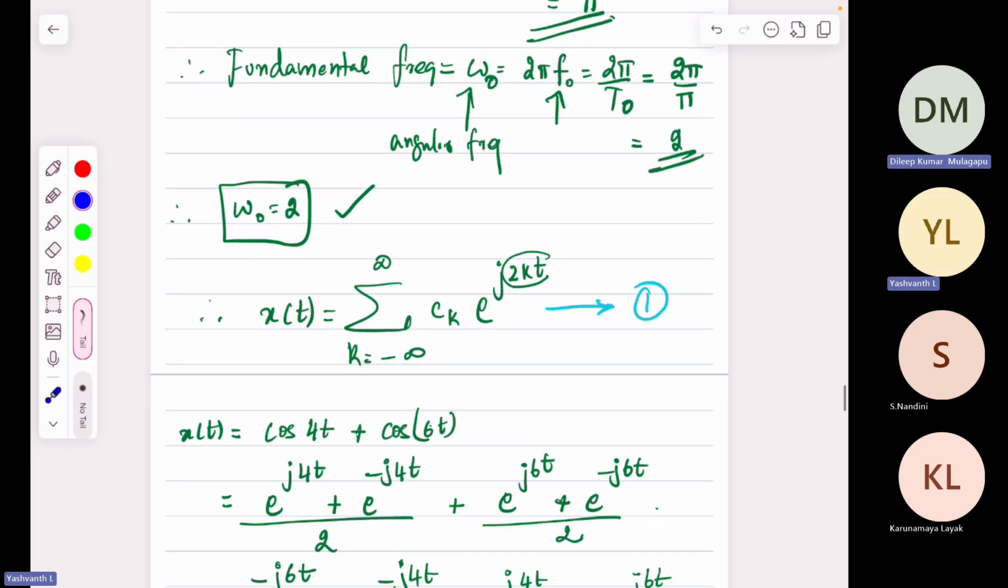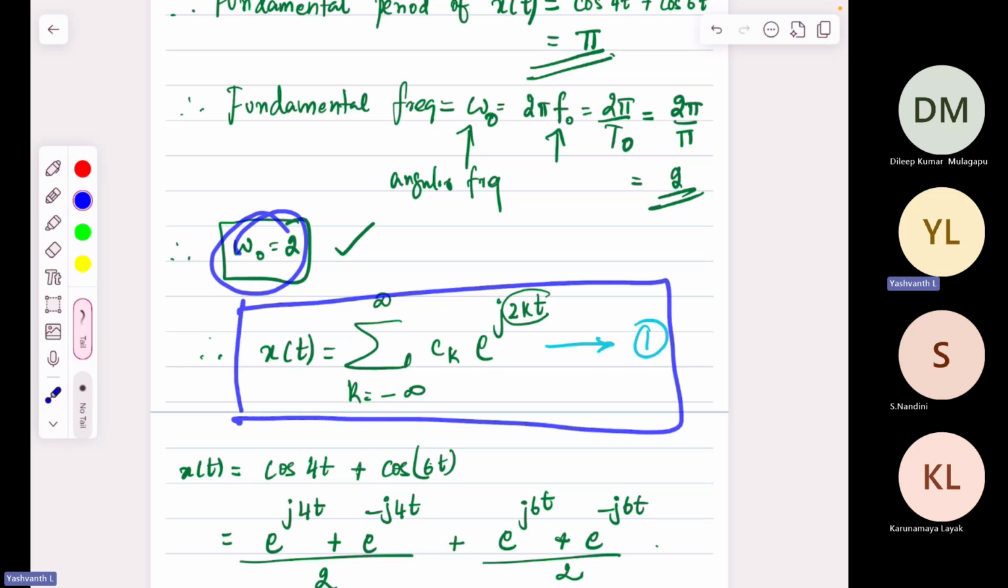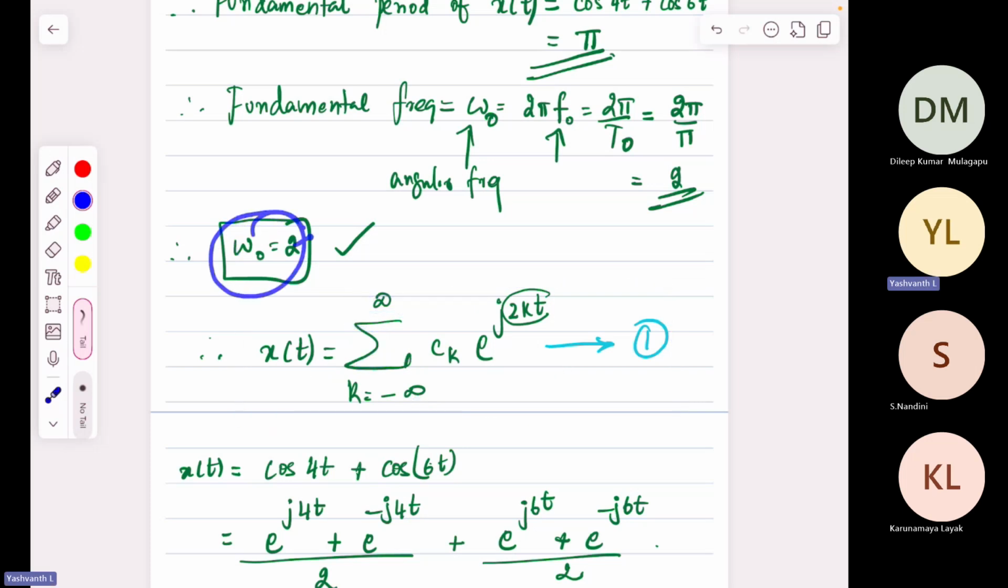Thanks. Therefore, the first part is over. That is, you have found omega naught. Therefore, your Fourier series representation is of this form: x of t is equal to the sum over k from minus infinity to plus infinity of ck times e to the power j 2kt. The only thing is I put omega naught equal to 2 here. That's why j omega naught kt becomes j 2kt. Now I need to find ck. If I find ck, then we know the Fourier series representation.